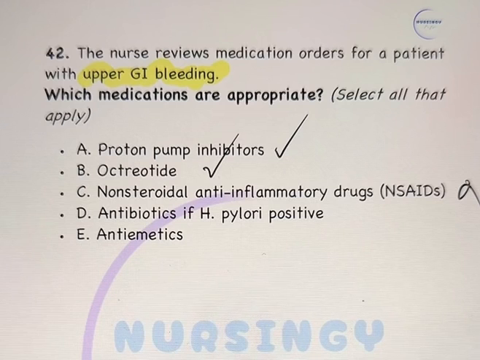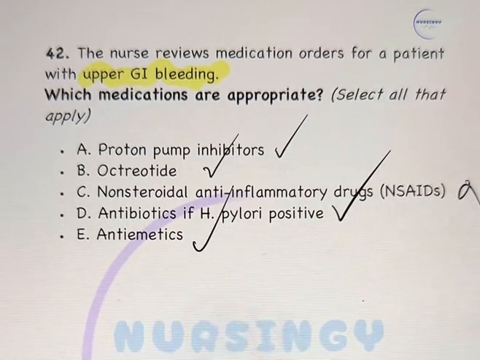What about D, antibiotic if H pylori positive? If somebody is having Helicobacter pylori infection, do we need it? Yes, okay, especially if we are having that infection, we need to eradicate the bacteria and we will need antibiotics. And E, antiemetics. Yes, because sometimes the patient can vomit blood and that can be aspirated. So antiemetics are good to prevent the vomiting and reduce the risk of aspiration.